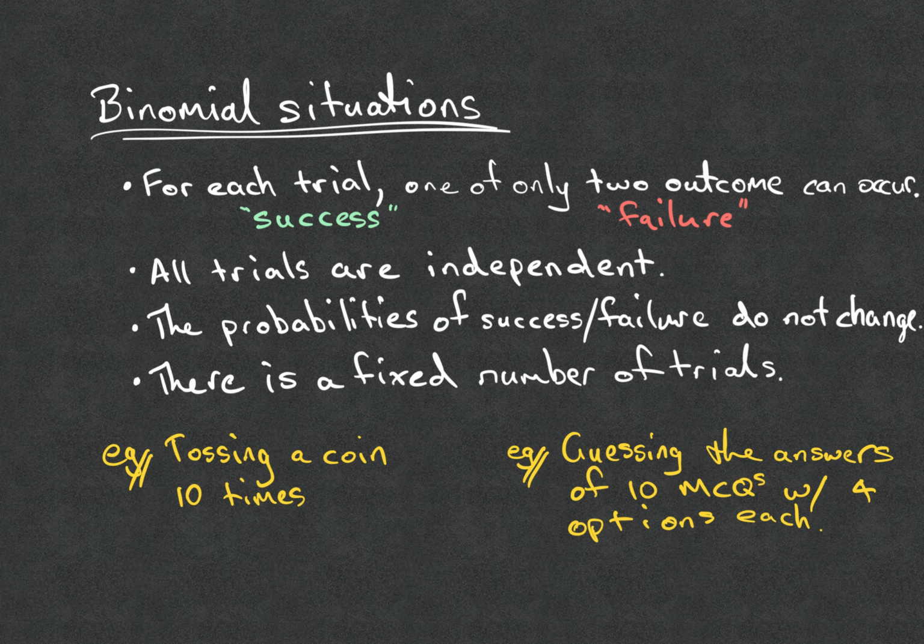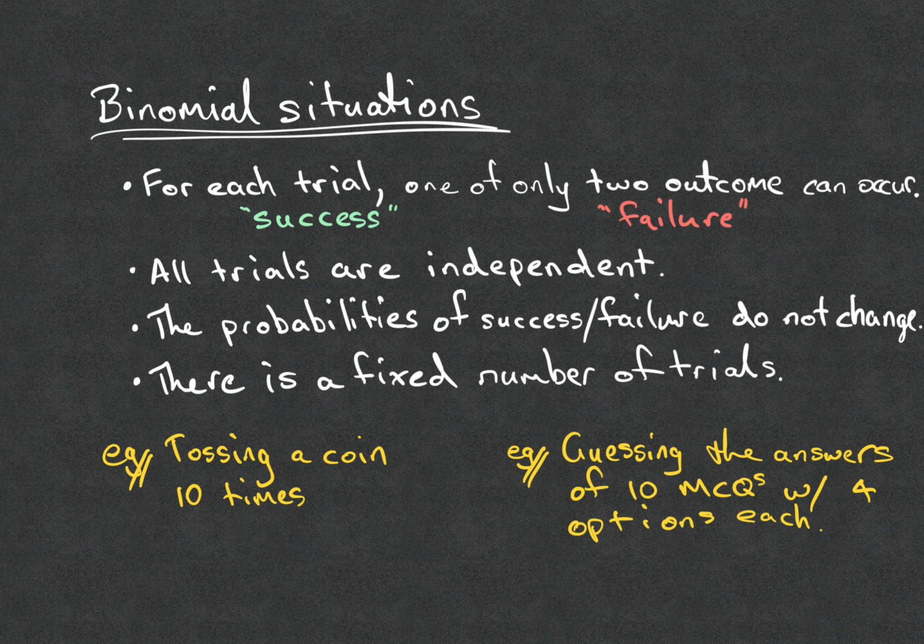Now, all the trials are independent of each other. So what happens on the first trial has no impact on what happens on the second, and so on. The probabilities of success and failure don't change from trial to trial. So if you're talking about tossing a coin, your probability of a head is a half, and that's the same all the way through, no matter how many times you toss the coin.